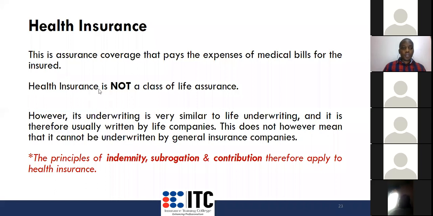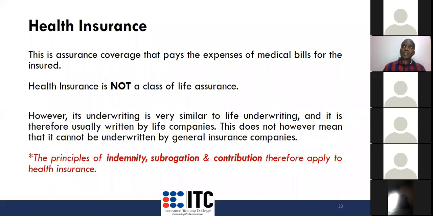So it pays for the bills. It does not restore your health. It does not pay you in case you fall sick, but it pays for the bills. So because of that, when you look at the fact that it pays for the bills, but does not pay as a result of an event directly, then you may find that it actually follows certain principles of insurance, and these principles being indemnity.